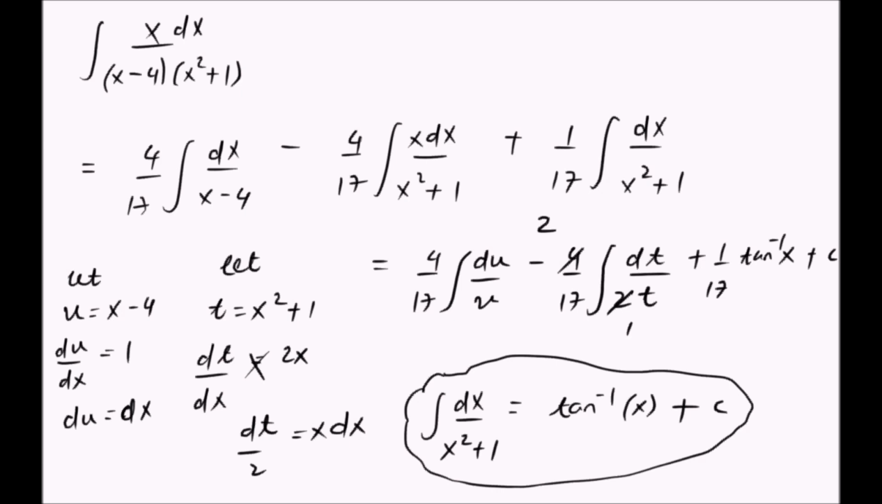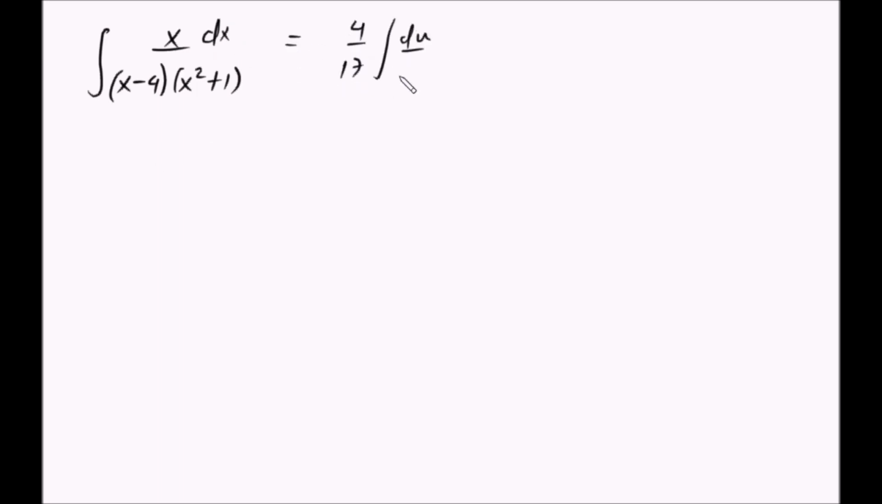So if I start a fresh page, nikiintegrate huyu x over (x minus 4) times (x square plus 1) with respect to x, ni maana nakuja kupata nini? 4 over 17 ipo nje, du over u, minus 2 over 17 dt over t, plus 1 over 17 tan inverse x plus c.